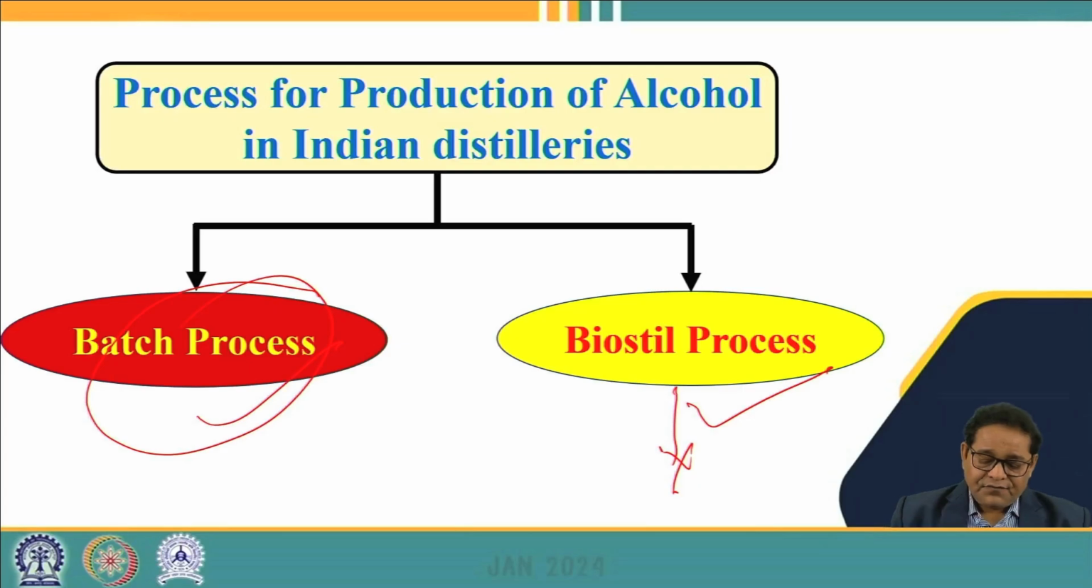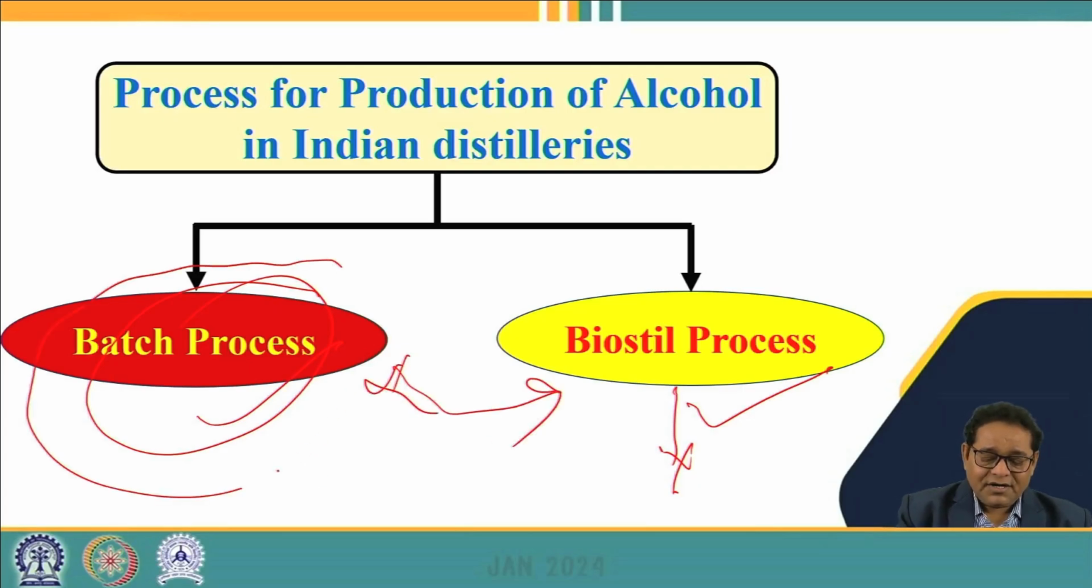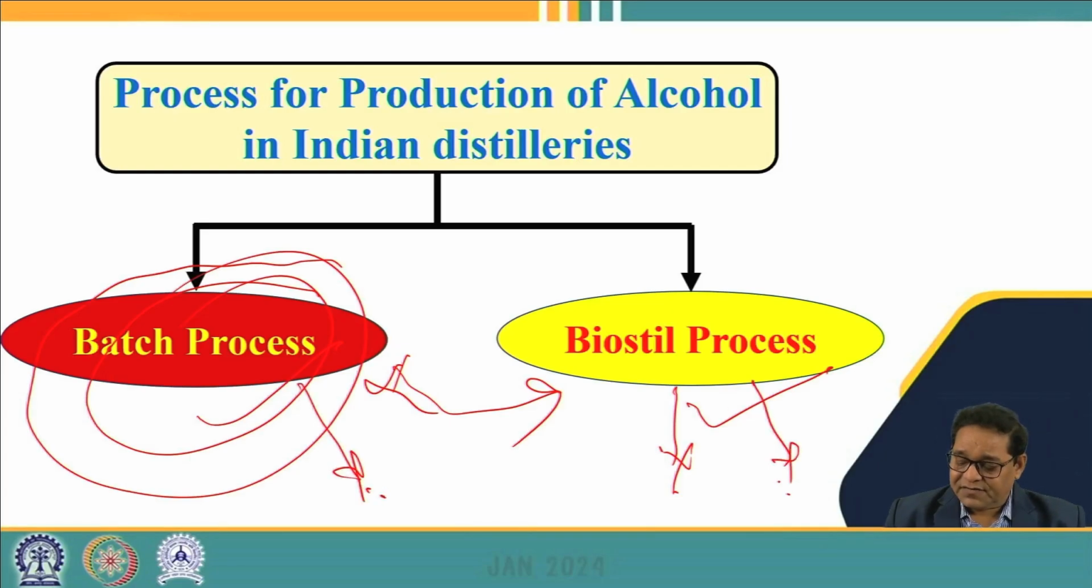Out of these two processes, most of the old industries, when the technology was not updated, were using the batch process. But nowadays all the new distilleries, and also the old industries, which have modified the process, have started using the biostill process. So let's see what these two processes are, how they differ from each other, and how this fermentation is carried out. That is shown by a flow chart here.